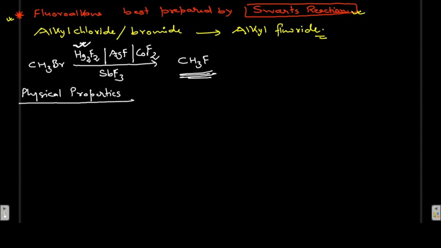Let's see. Here you will be asked about boiling point, size, isomerism, stability, polarity, dipole moment, etc. So I am going to start with boiling point. Remember, the boiling point of an alkyl halide is directly proportional to the size of the alkyl group.